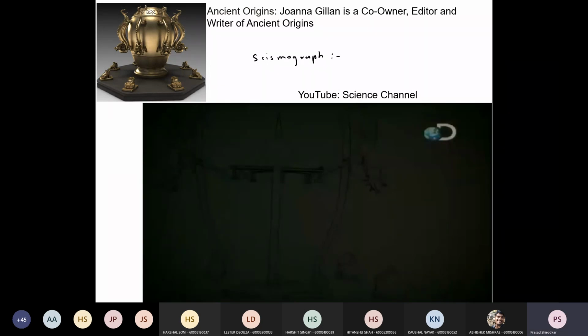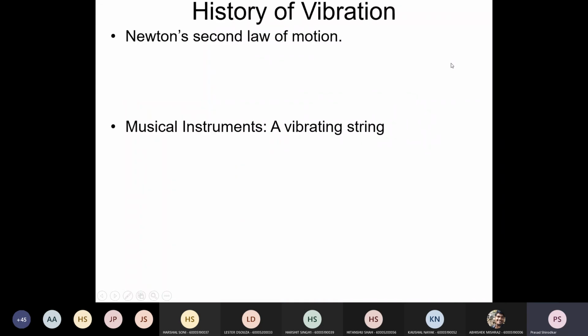All right, so this is how the first seismograph was invented. Of course, when you talk about anything regarding mechanics, the first name that comes to mind is Newton's law, and Newton's second law has been used in deriving the equations of motion. So we will be using Newton's second law in deriving the equations of motion.